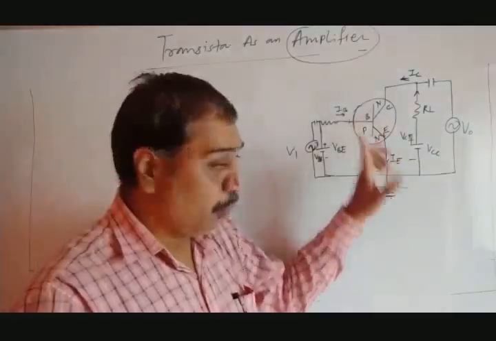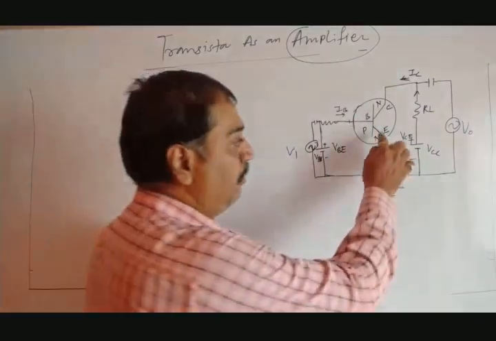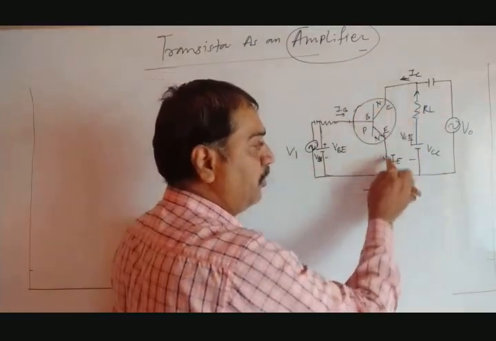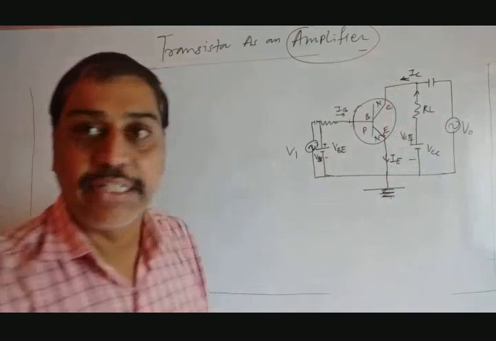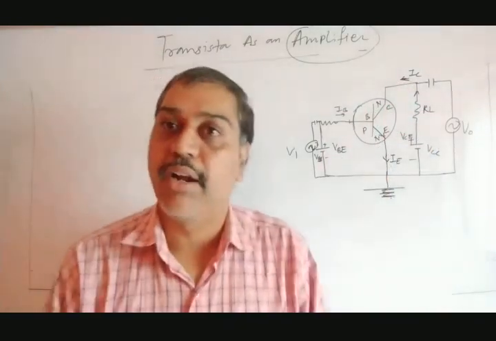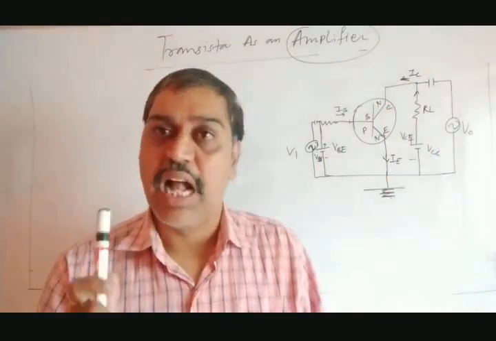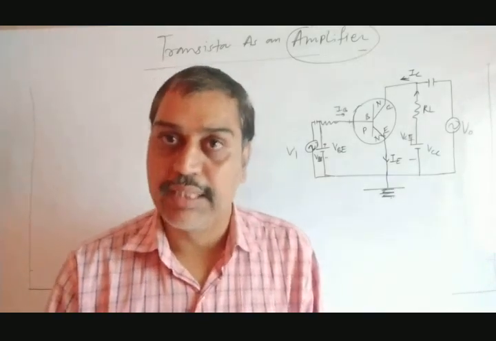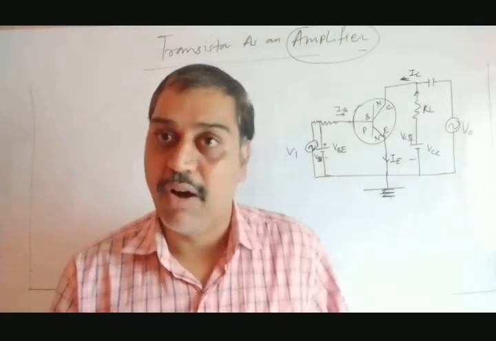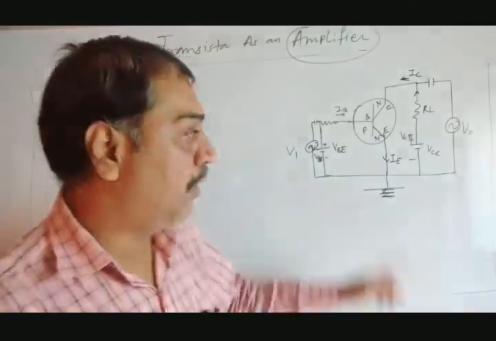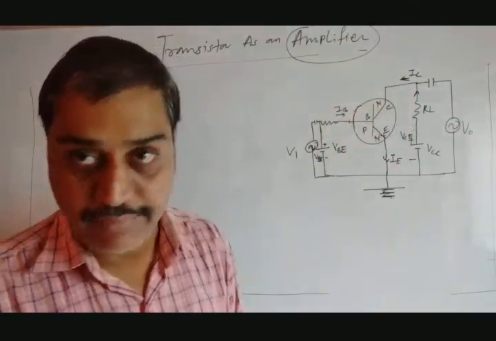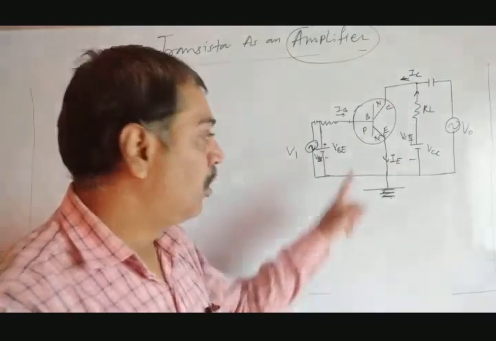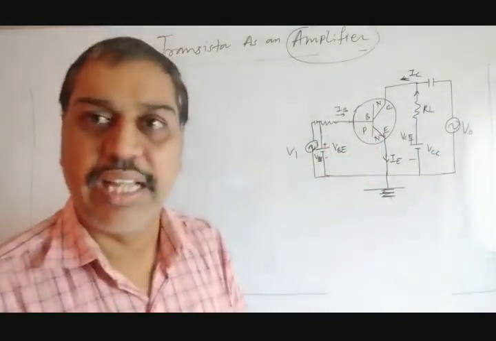So in the output loop, within this loop, we have to apply Kirchhoff's law. And what Kirchhoff's second law, or voltage law, says is that the algebraic sum of EMF and potential drop is always zero. That is Kirchhoff's second law, or Kirchhoff's voltage law, that we have to apply to this output loop. And then we have to apply the same Kirchhoff's second law to the input loop. Let's draw the equation for this.